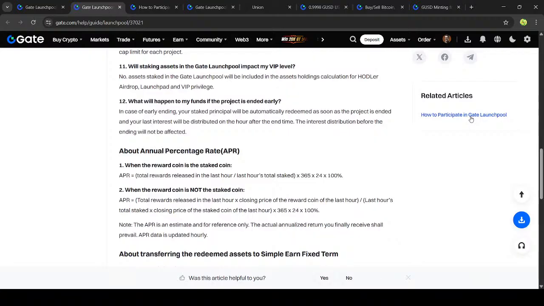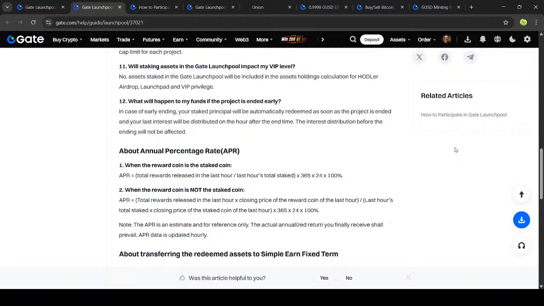So will staking assets in Gate Launchpool impact my VIP level? No, assets staked in Gate Launchpool will not be lost from the asset holding and loss calculation for holder airdrop and Launchpool VIP privileges.